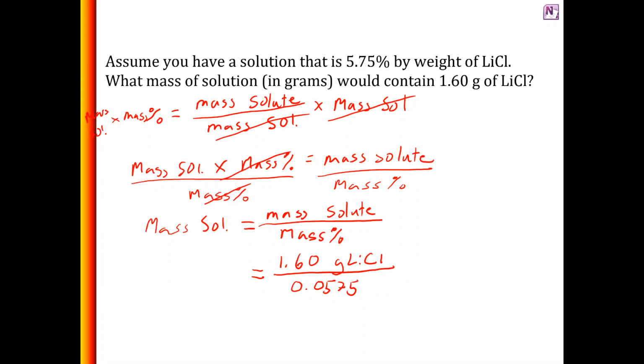Okay, and if you do this math, so just divide those two numbers, you'll end up with 27.83 grams. And how many sig figs do we have? We only have 3. So this will be approximately equal to 27.8 grams. Okay, and that's the mass of our solution.